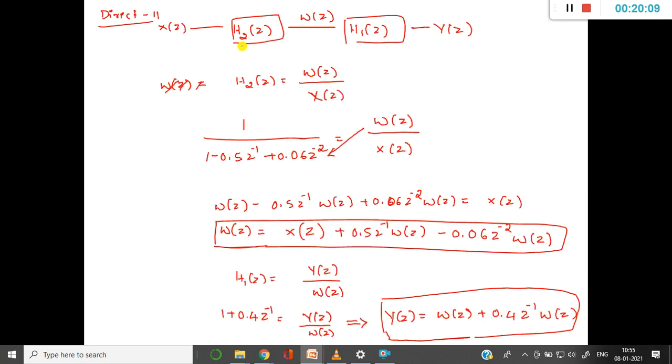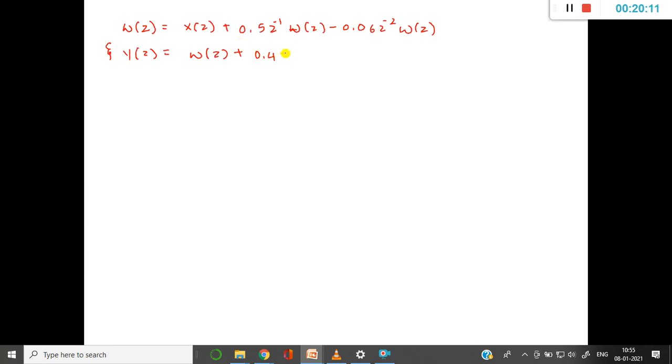plus 0.4 z raised to minus 1 W(z). So this is the final output Y(z). We'll implement this. Very simple and straightforward. First we'll implement W(z). So W(z) is the intermediate stage output. X(z) is my input. W(z) is nothing but X(z) plus 0.5 z inverse W(z).